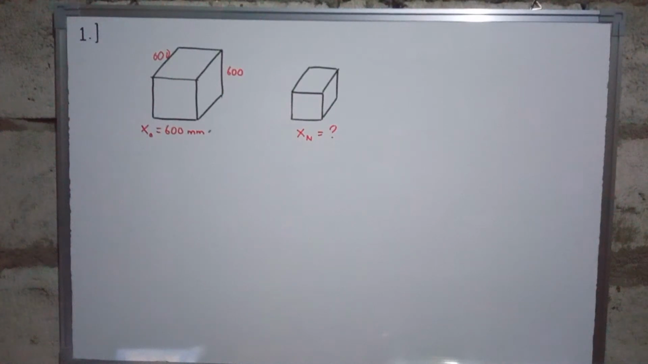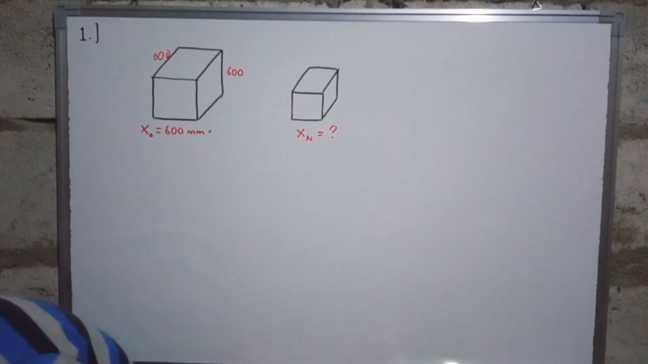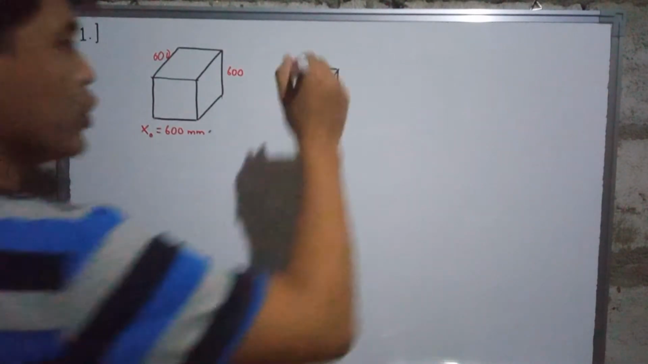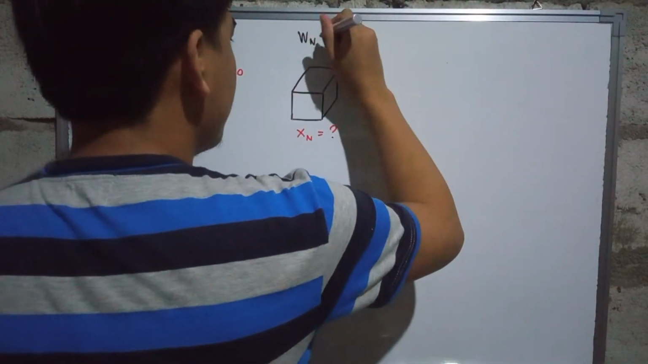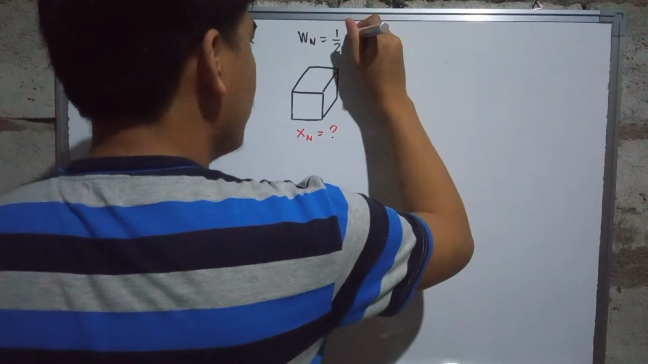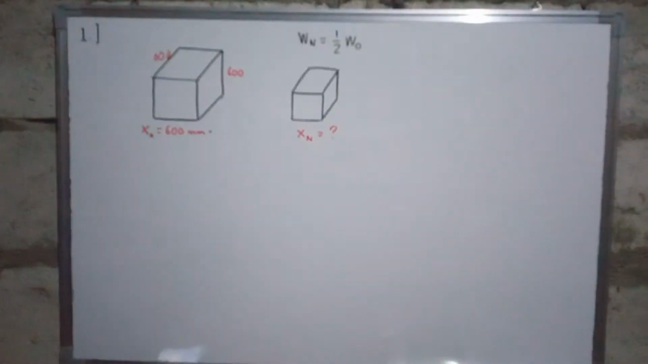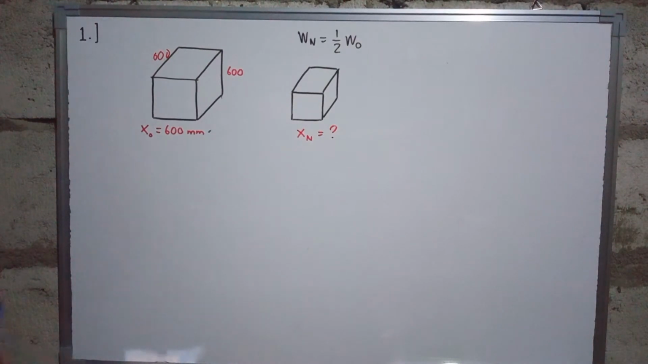So guys, let's proceed to sample problem number 1. A cube of ice is 600 by 600 by 600 mm. The ice melts until it becomes a cube which is 1/2 as heavy as the original. So yung weight ng ating bagong cube is kalahati nung weight ng original cube natin. So yung tinatanong sa problem natin is, what is the dimension of the new cube?